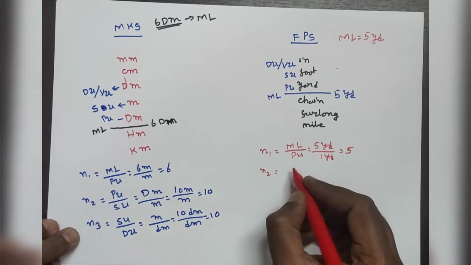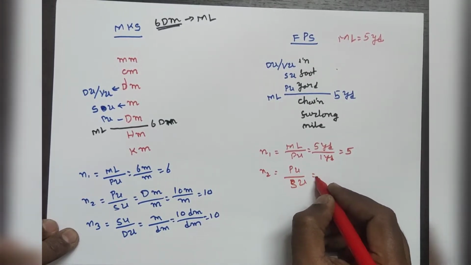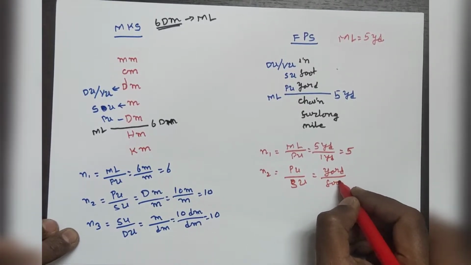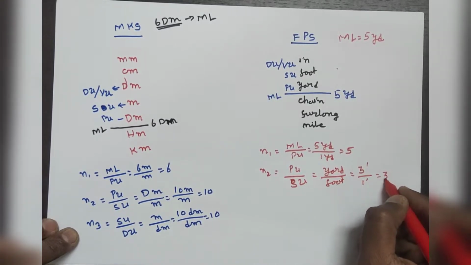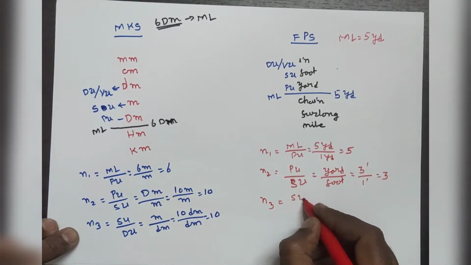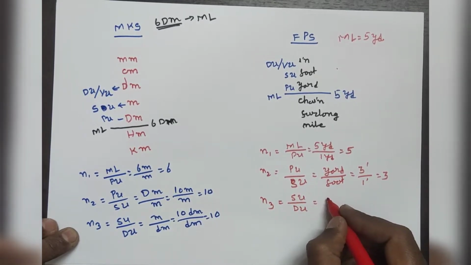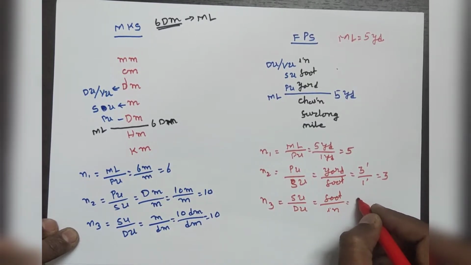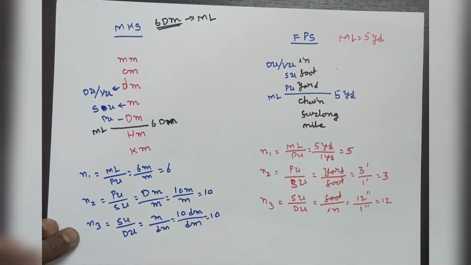N2 is equal to primary unit divided by secondary unit. Primary unit is yard, secondary unit is foot. 1 yard is equal to 3 feet divided by 1 foot, which is equal to 3. N3 is equal to secondary unit divided by diagonal unit. Therefore, here we are going to consider secondary unit as foot divided by inch. Therefore, 1 foot is equal to 12 inches divided by 1 inch, we are going to get it as 12.